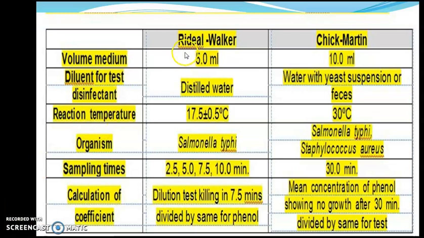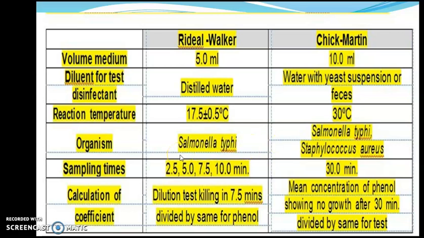So let's see the main differences between the Riddle-Walker method and the Chick-Martin method. Here the medium volume we are taking is 5 ml, and in Chick-Martin it is 10 ml. The diluent that is used for the test disinfectant in the Riddle-Walker method is distilled water, whereas in Chick-Martin it is water with yeast suspension or feces in order to provide organic matter. The reaction temperature in Riddle-Walker is around 17.5 degrees Celsius, whereas in Chick-Martin it is 30 degrees Celsius. The test organism in Riddle-Walker is Salmonella typhi, whereas in Chick-Martin, along with Salmonella typhi, there is also Staphylococcus aureus.